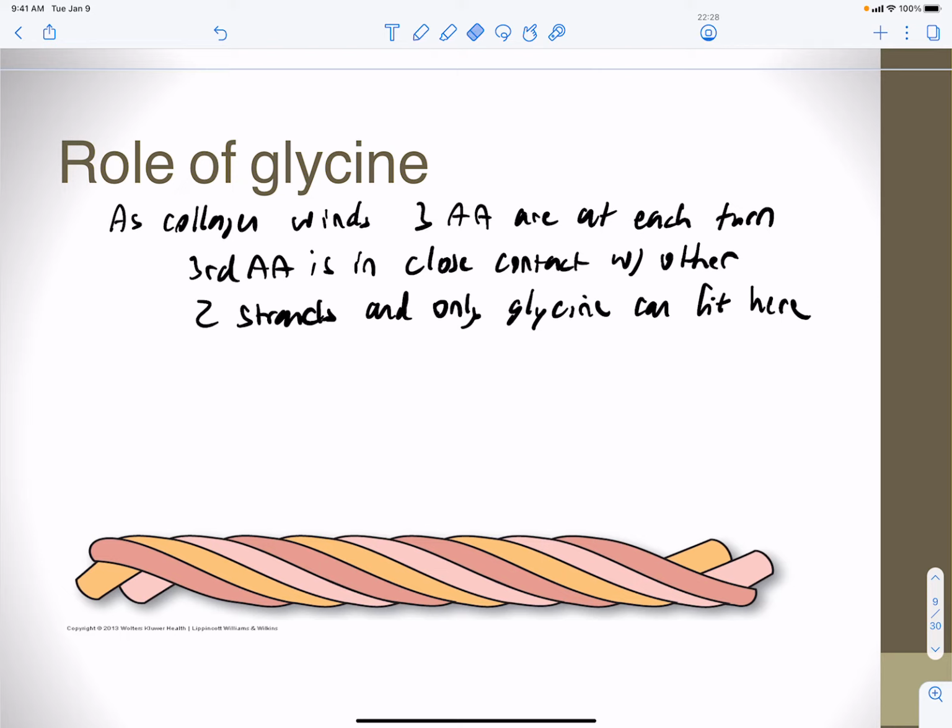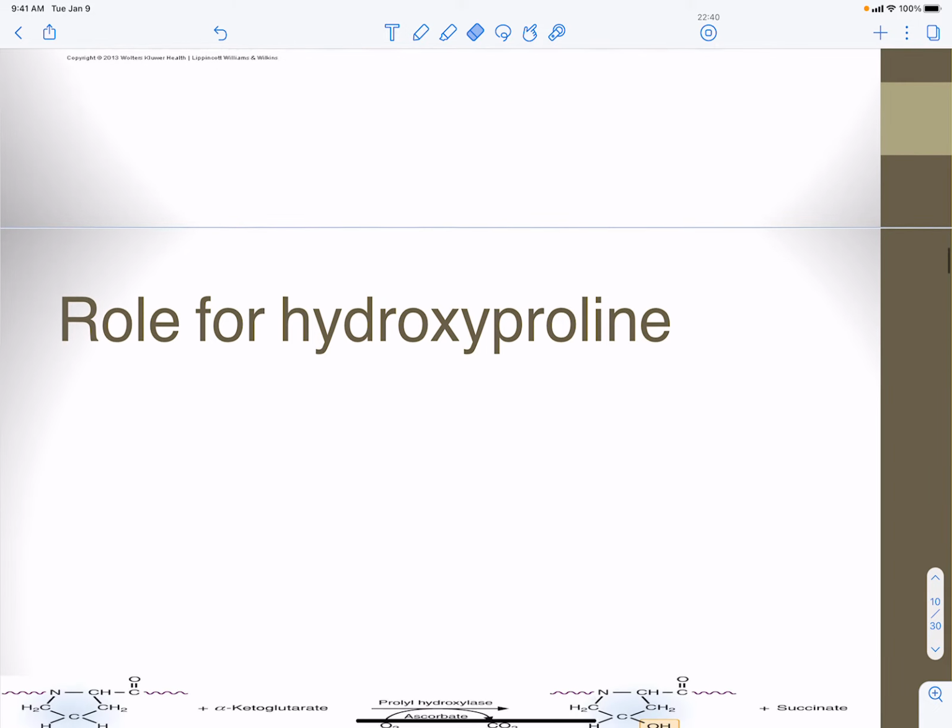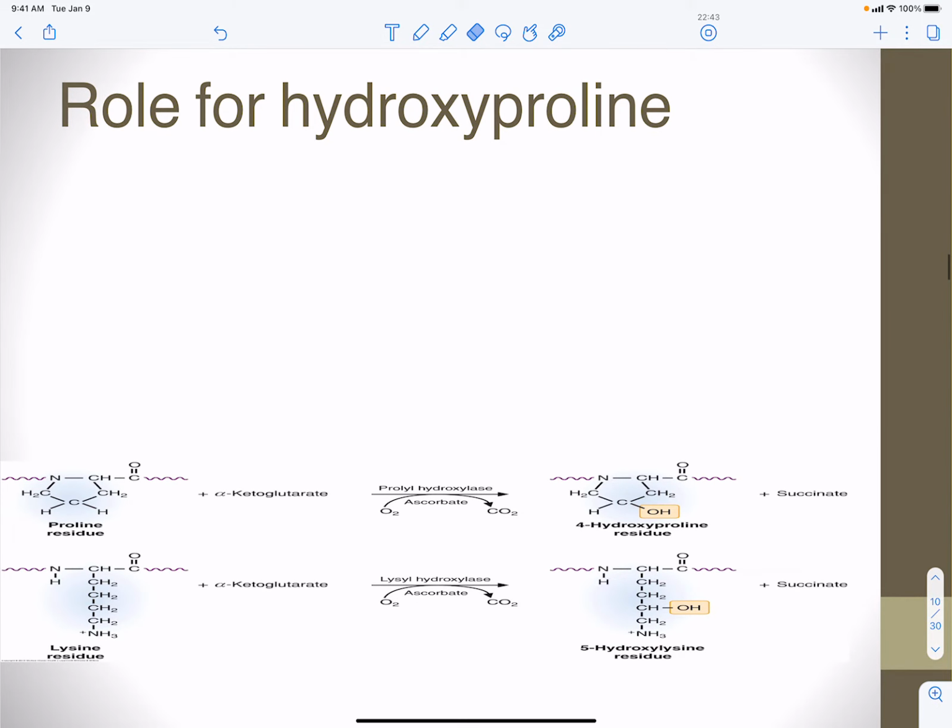So again, you have your glycine with 2 other repeats. Typically, your repeat is going to be proline or hydroxyproline, but glycine is always going to be that third position. Lysine will also find its way in there, and there's a purpose for lysine as well, which we'll talk about. So hydroxyproline residues are going to be involved in hydrogen bonds.